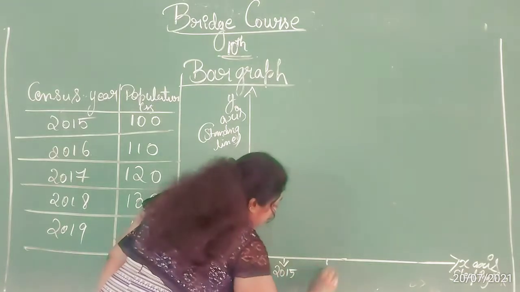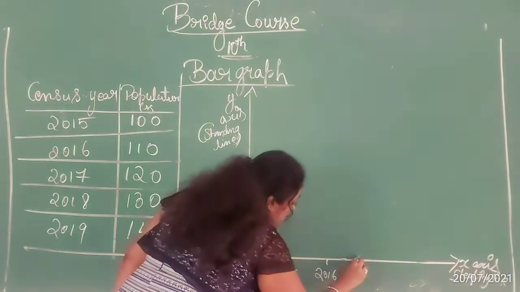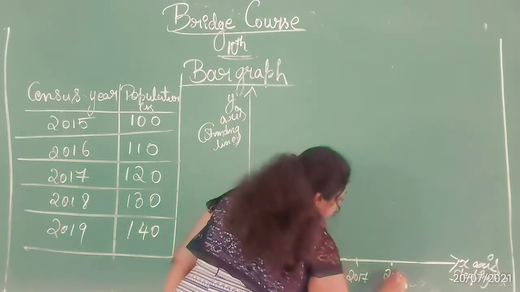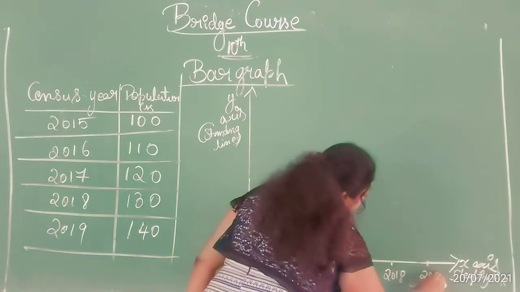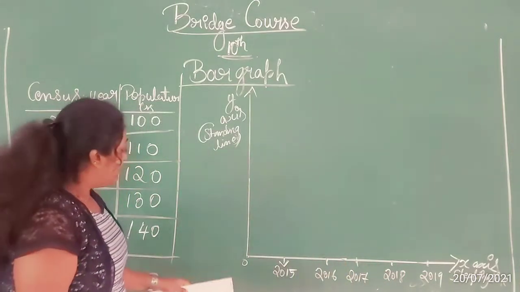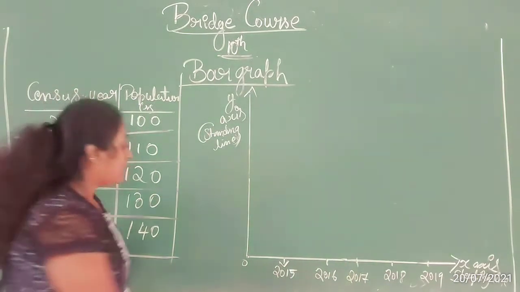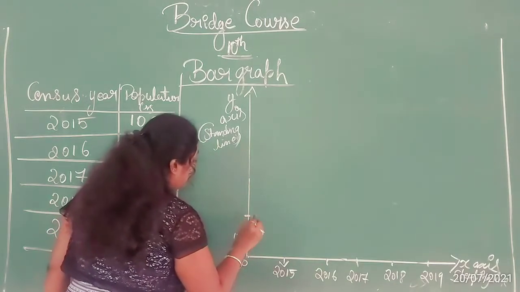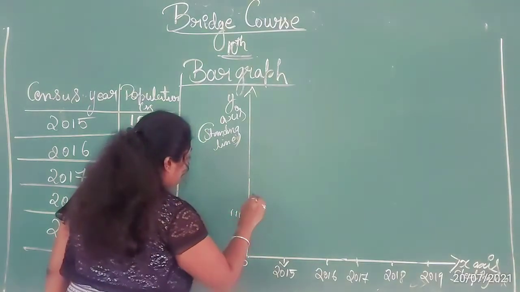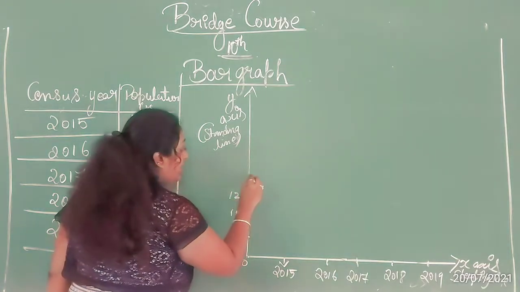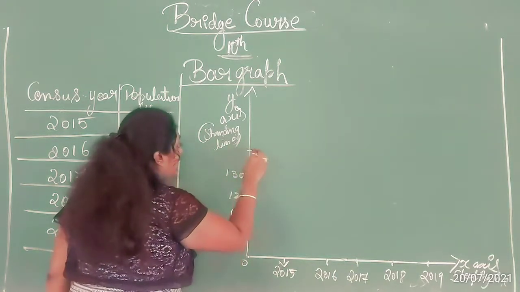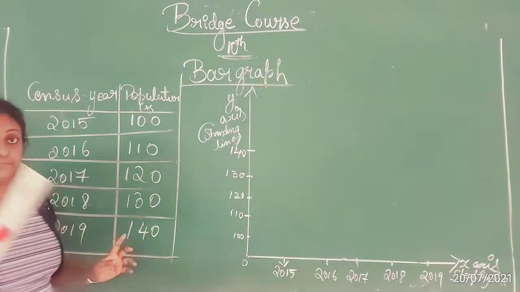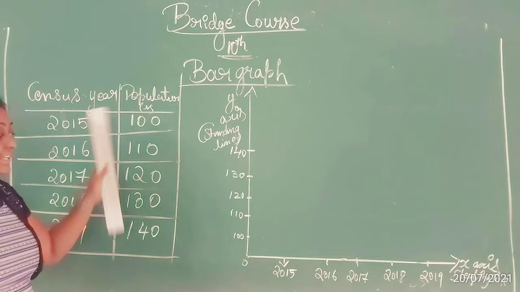2015, 2016, 2017, 2018 and 2019. Here I will go from 0, 100, 200 only. Okay. So here it is 100, 110, 120, 130, 140. Now look at here, the first year, 2015, it is 100.